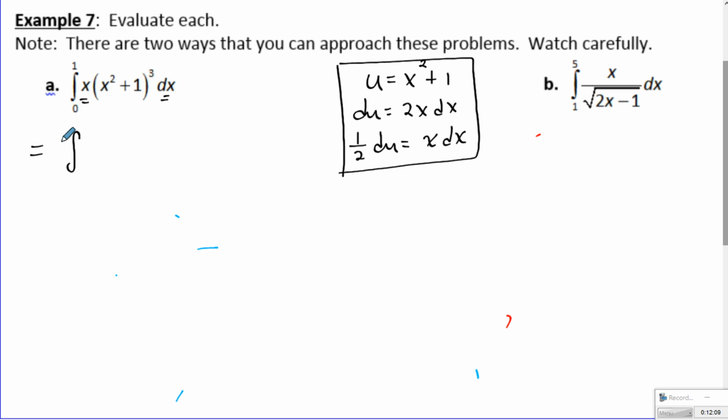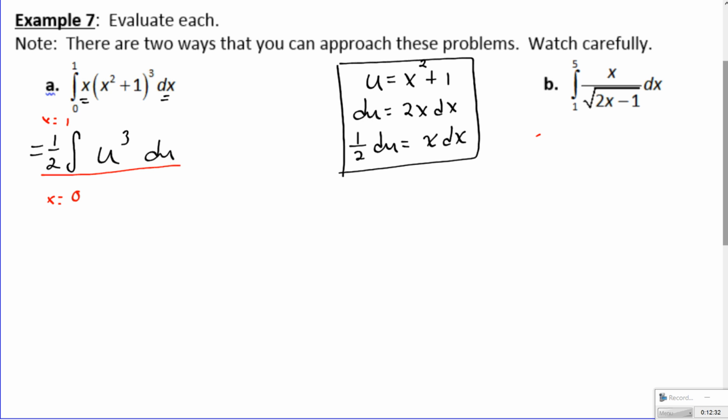x dx was a 1/2 du. And then I have u to the third. The reason I'm leaving my bounds off is because it would be inaccurate, well, it'd be just plain wrong, if I put 0 to 1 on, because these are x values. My whole integral is in terms of u.